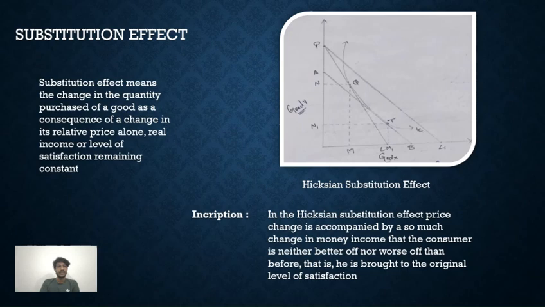Substitution effect. Substitution effect means the change in the quantity purchased of a good as a consequence of a change in its relative price alone, real income or level of satisfaction remaining constant. There are two types of substitution effects. Now, the first one is the Hicksian substitution effect. Here is its graphical representation and its description. In the Hicksian substitution effect, price change is accompanied by such a change in money income that the consumer is neither better off nor worse off than at the original level of satisfaction.